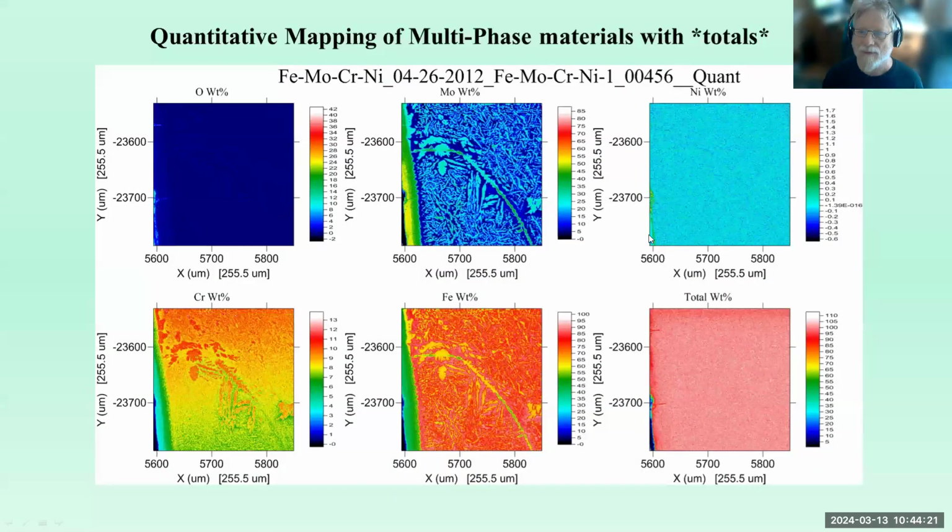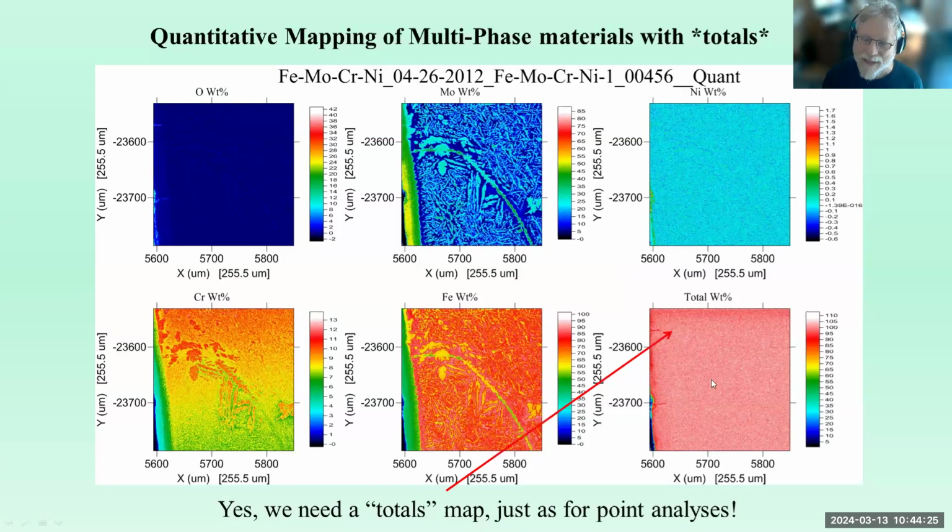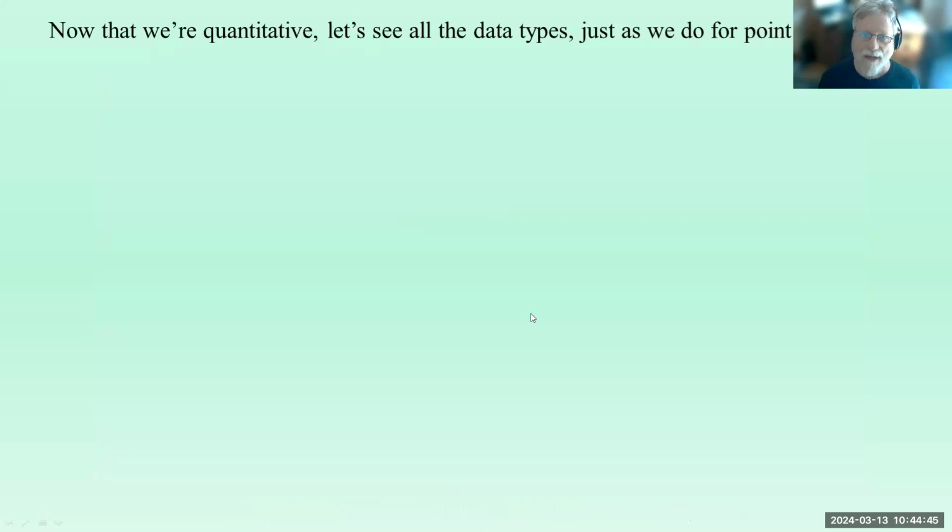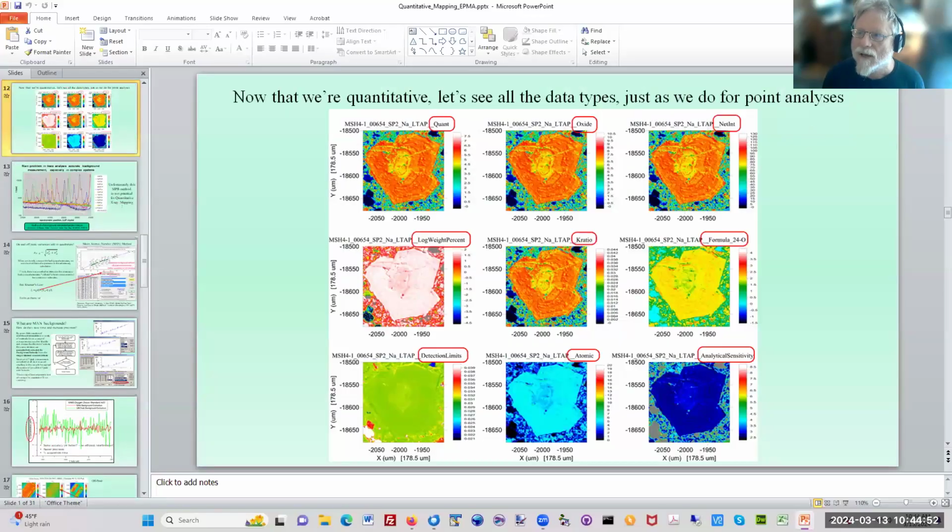And once we do that, voila, we get quantitative maps. And most importantly, we get a totals map. This has been said before by many others, but yes, a totals map is just as necessary as we have totals for point analyses. It's not the end of the road, but it is a very good indicator of whether we are at least in the ballpark. So yeah, you want to have your totals map. And I will just demonstrate that now with some software.